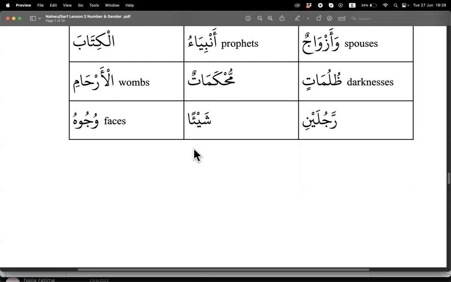Syai'an. It's singular feminine? Why? Let's do the status first. Status nasab. It does look like a singular word, but we don't talk about the gender for now. We talk about gender when we definitely know the gender. For now, singular and nasab. Okay. And then wujuh. Wujuhu.